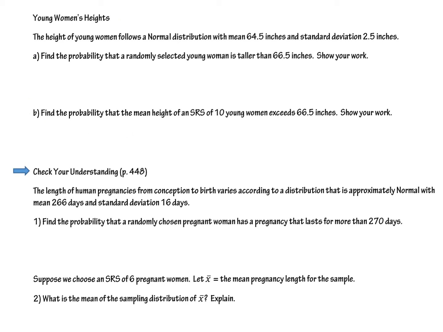versus part B: the probability that a randomly selected young woman, that's just a chapter 2 problem. What is the chance that I grab one woman who is taller than 66.5? That's when you just do the normal CDF in the calculator and draw the sketch. The difference between that chapter and this chapter is that now we are taking an SRS of 10 young women, and I want to know the chances that their mean height of all 10 of them exceeds that number. That's the new thing.